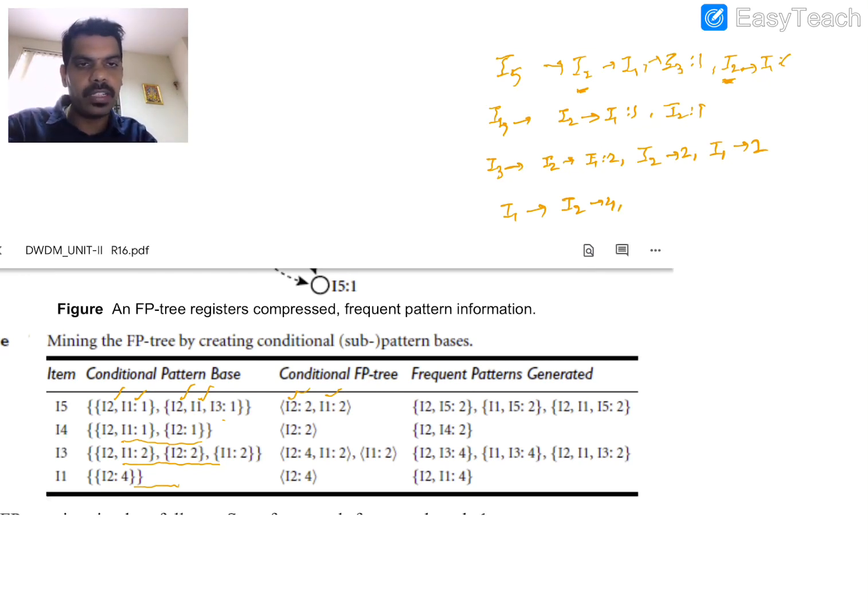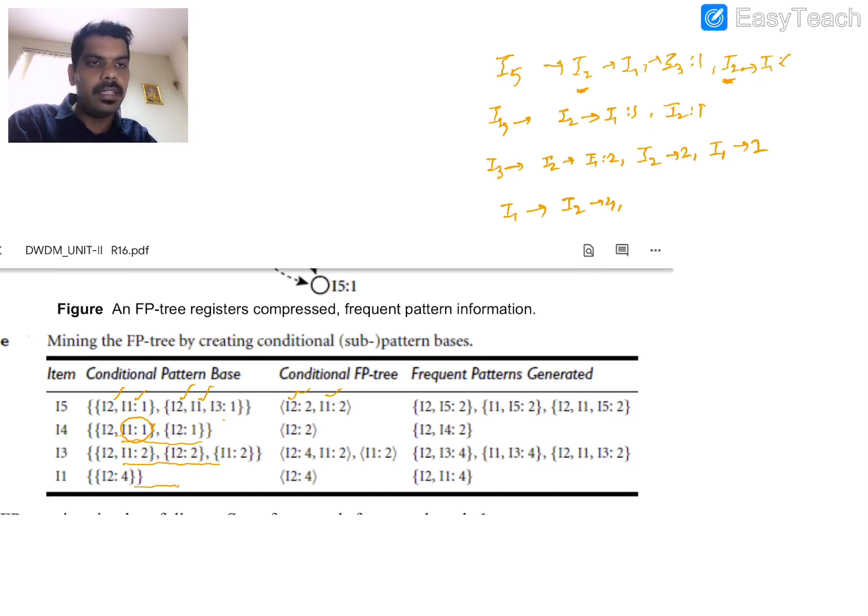Next in the same way, I2 first level once, I2 twice. I1 second level once. The minimum support is 2, so we can discard this. Next in the same way, I2 at first level 4 times. I1 at second level 2 times, I1 at first level 2 times. Next I2 4 times. Like this we have generated the conditional FP tree.